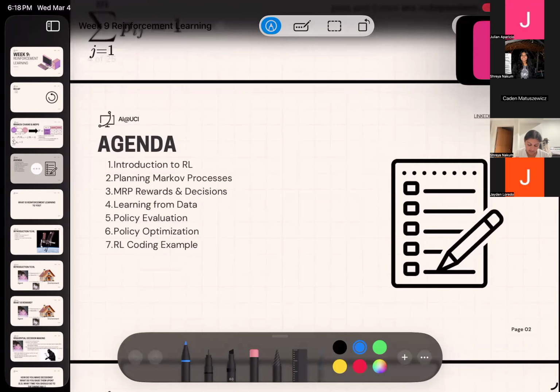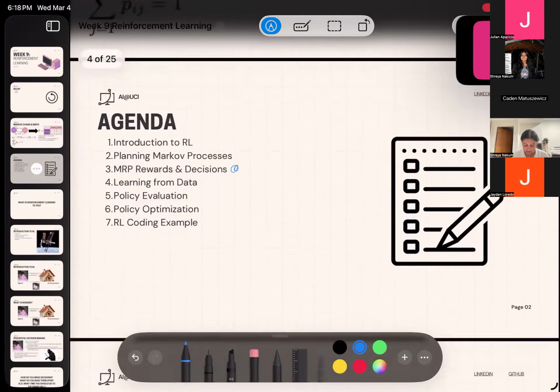This agenda is not accurate. I did these slides yesterday night, and I did some of them over the weekend. So this agenda is not fully accurate. We're gonna do this later. Yeah. Anyway, this is good.